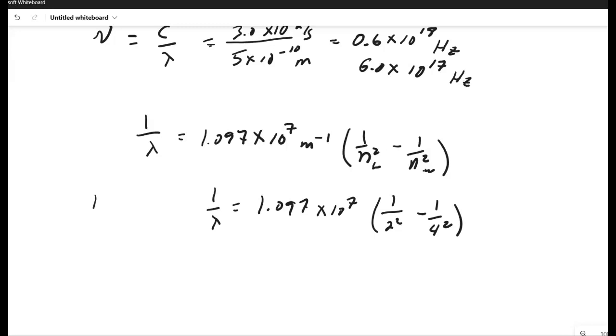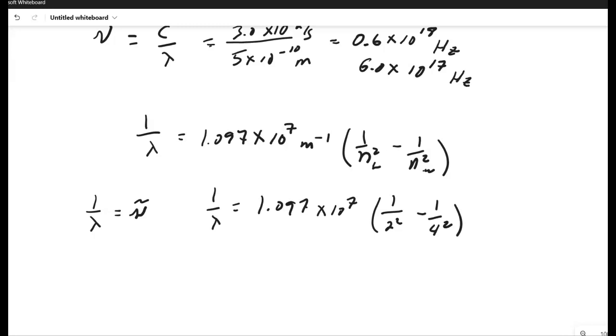Incidentally, 1 over lambda is called the wave number. It's given that symbol. And a wave number, you'll probably not have to worry about this unless you're going to be a spectroscopist or a chemist. A wave number is another way of representing things in chemistry and physics.